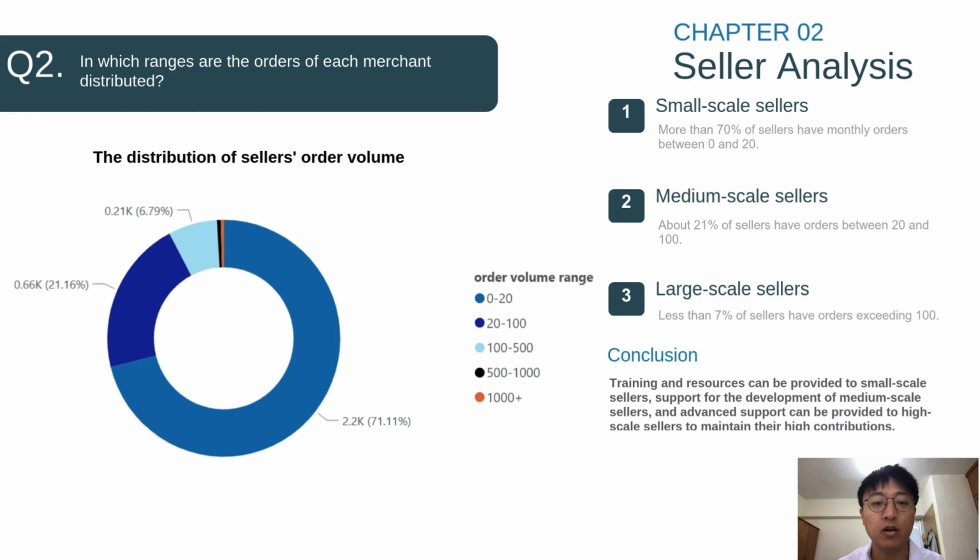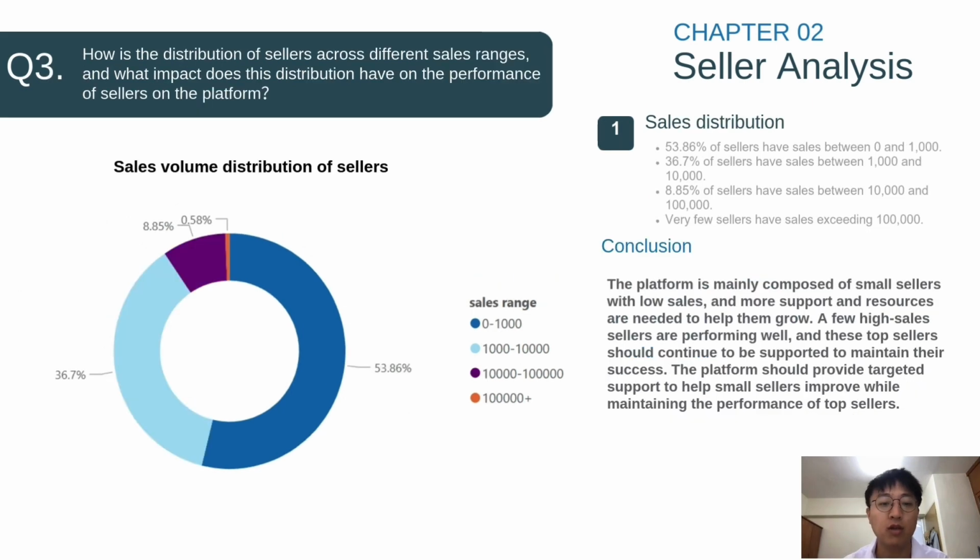In terms of order volume, more than 70% of sellers receive between 0 and 20 orders per month, while less than 7% receive more than 100 orders. Therefore, providing training and resources to small-scale sellers and providing advanced support to large-scale sellers can help improve their contribution to the platform. We also looked at the distribution of sales volume.